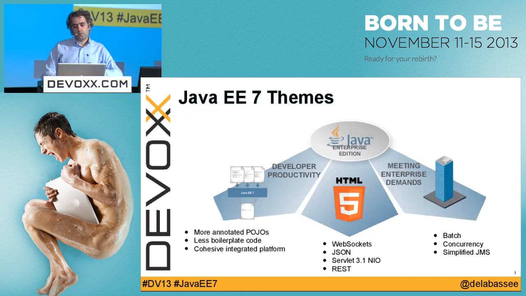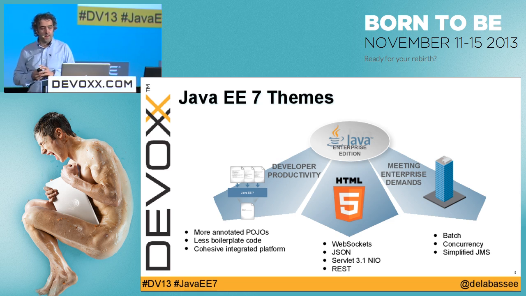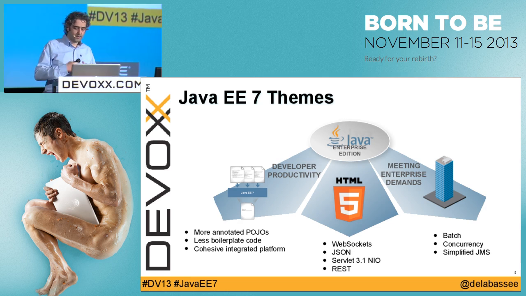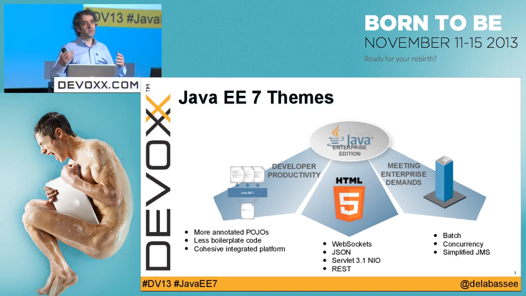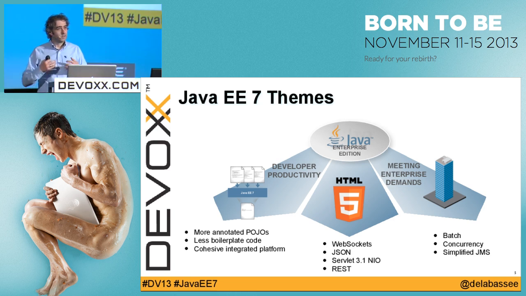So what were the big themes of Java 7? HTML5, developer productivity, and meeting enterprise demand. The first one I will cover is HTML5. Why is Java EE embracing HTML5? Well, if you look today at the market, at all the web UI technologies, basically all the proprietary ones such as Flash, Silverlight, all those technologies are disappearing in favor of HTML5. So clearly HTML5 is the way to go forward, and that's why Java 7 is also embracing HTML5.